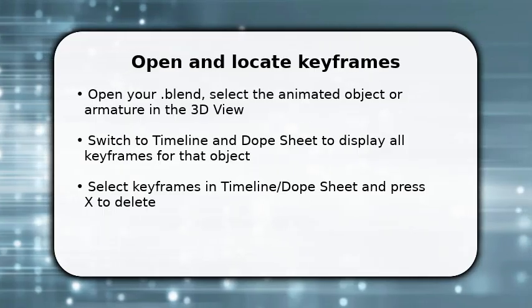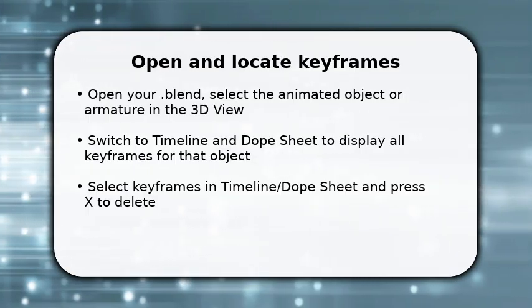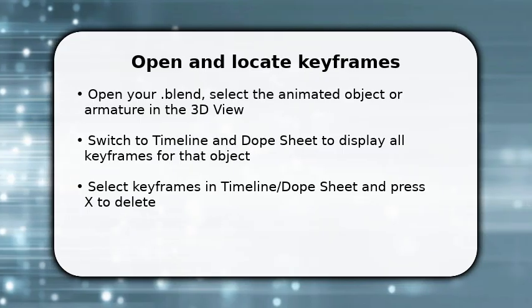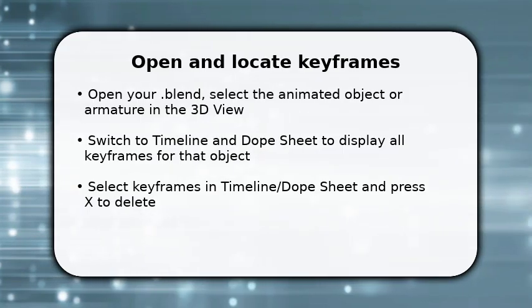You're starting by locating the animation you want to remove. First, select the object or armature in the 3D view so Blender targets the right data. Once selected, switch to the timeline and dope sheet.